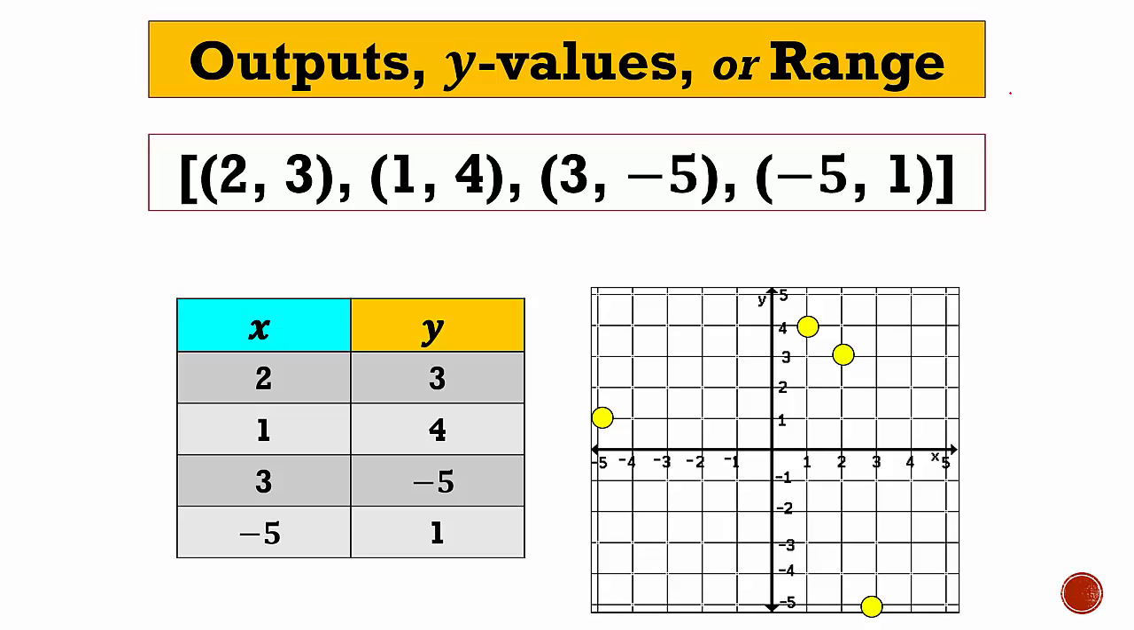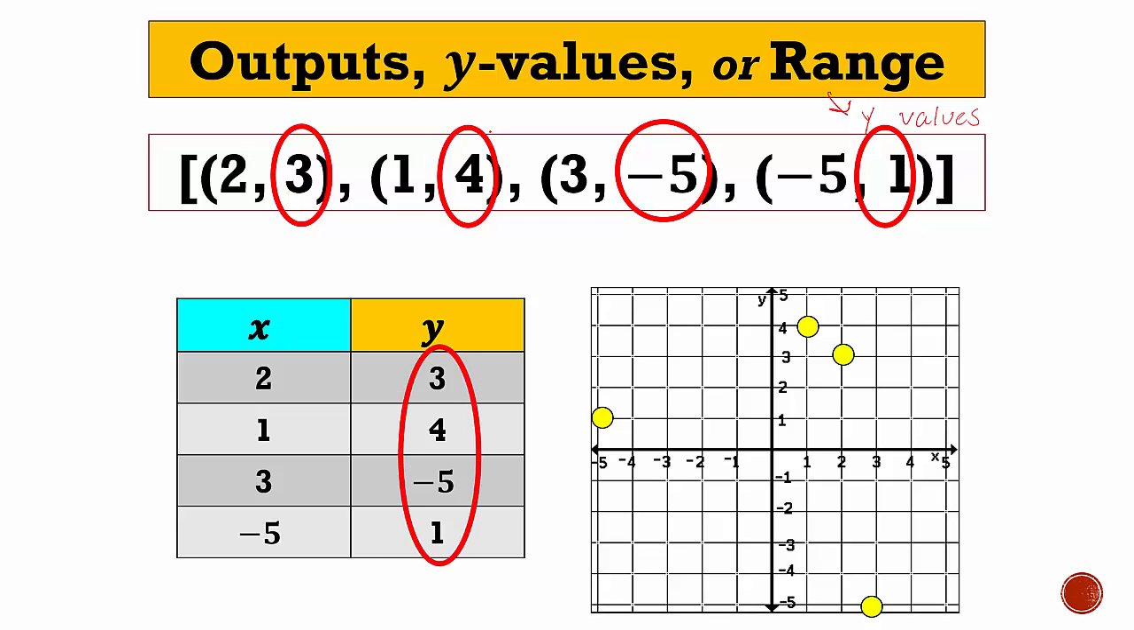Outputs are your y values or your range. So again, range, it's important to know that that means we're talking about y values here. Alright, so if we have a set of ordered pairs, that would be the second point in each ordered pair, the y value. And in your table, it would be your right-hand column. And then it would be, on your graph, your vertical axis. So notice again, this is at 4 on the vertical axis, this point's at 3, this one's at 1, and this one's at -5.